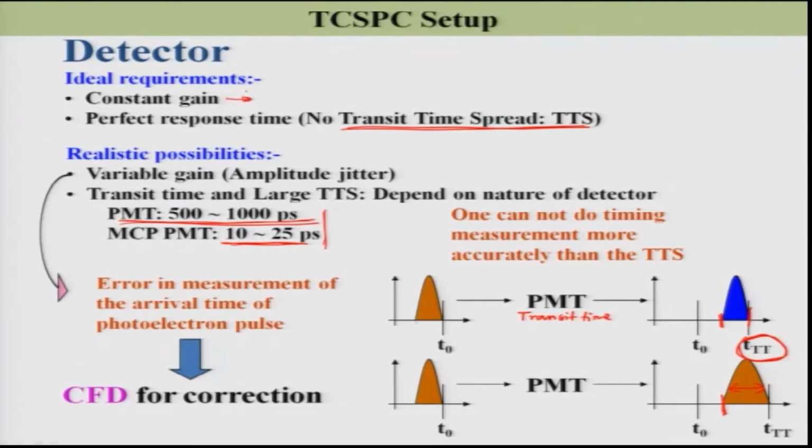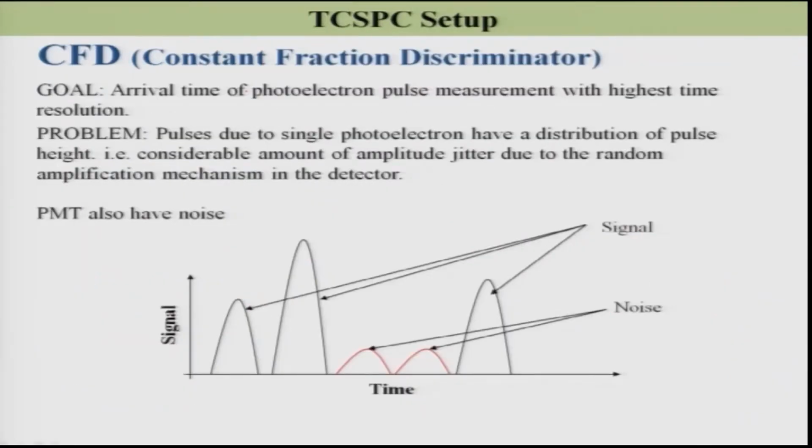Let me show you this with this diagram. I said that the detectors do not have constant gain. That means if one photon falls, sometimes 1 lakh electrons will be ejected, sometimes 95,000, sometimes 110,000 electrons will be ejected, and so on. So there is an amplitude jitter: the signal will be sometimes small, sometimes large, sometimes small, and so on.